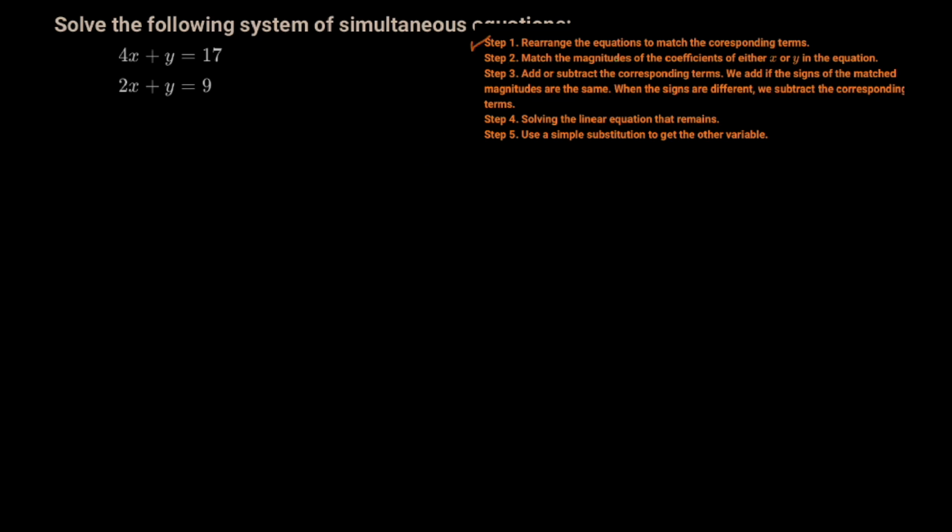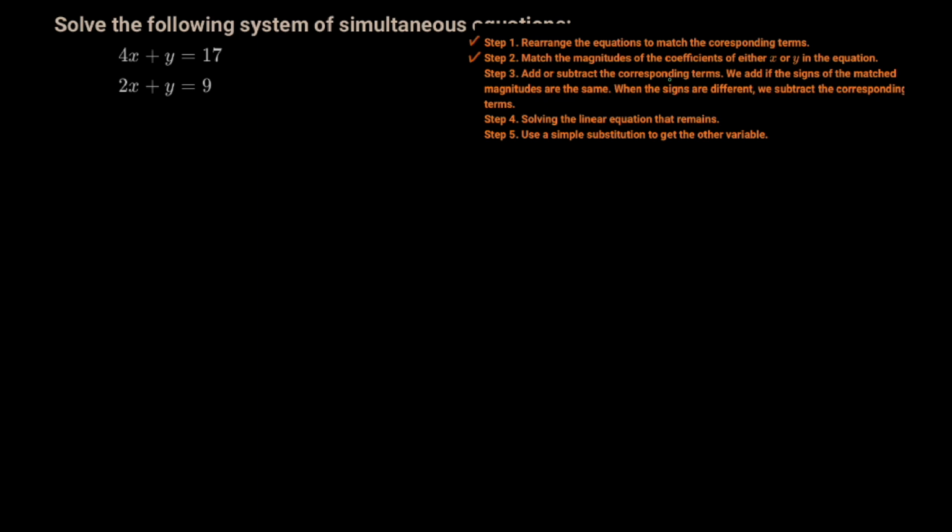Then you're told to match the magnitudes of the coefficients of either x or y. Most of the time you actually have to be tactical about it, because some coefficients are easier to match than others. For this case, the coefficients were matched for y. The coefficient for y here is just 1, and the coefficient for y here is just 1. So you need not apply the next step here.